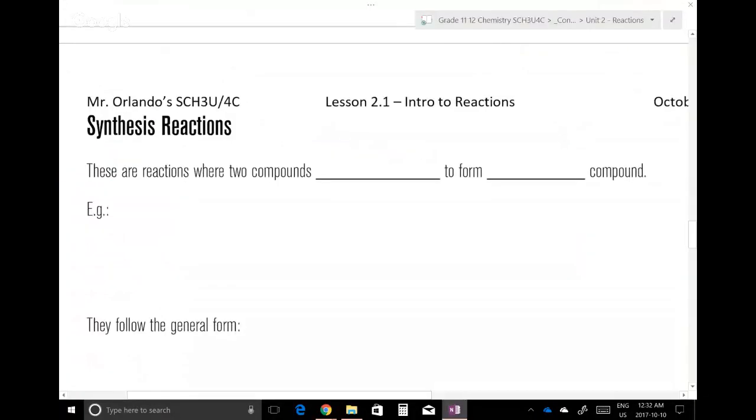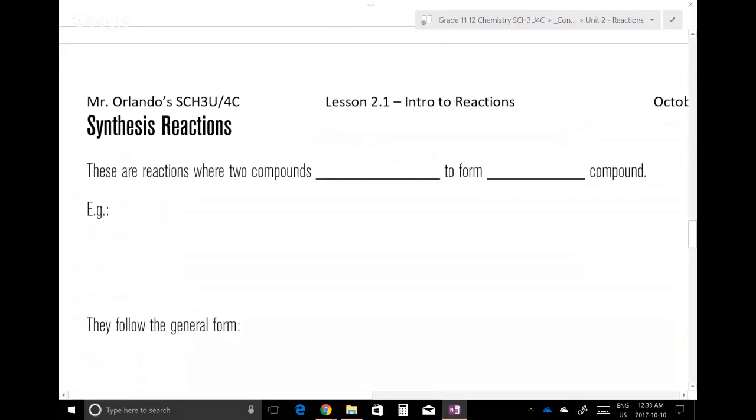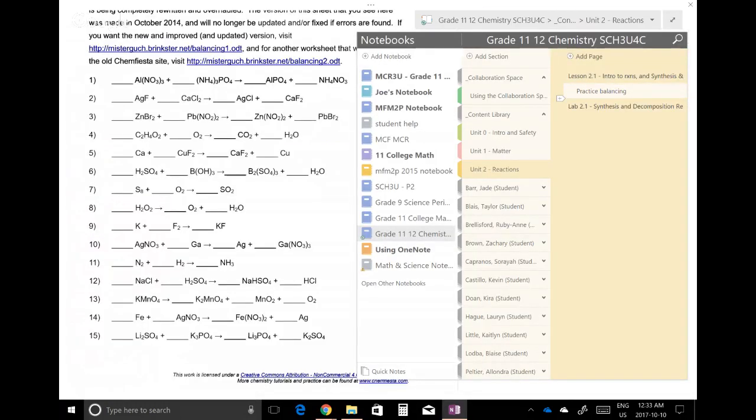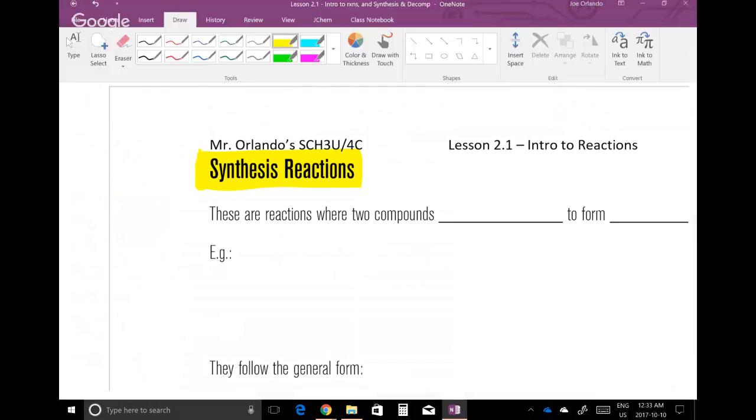So here we go. So we've started talking about chemical reactions, and today I want to be really clear. We're going to look at specific examples of reactions and types of reactions. And what we're going to try to do is learn some general rules, and then I'm going to show you some of the specific examples I want you to know.